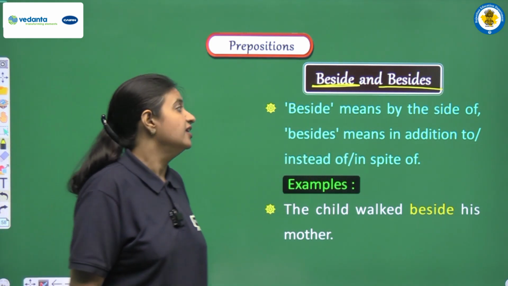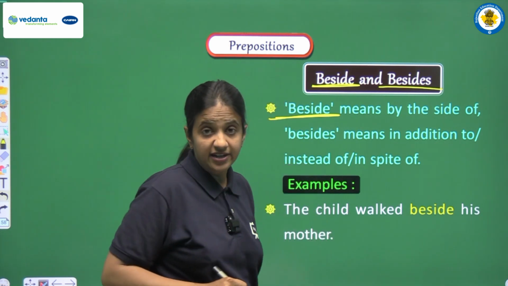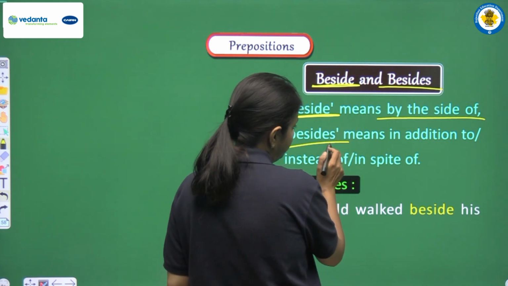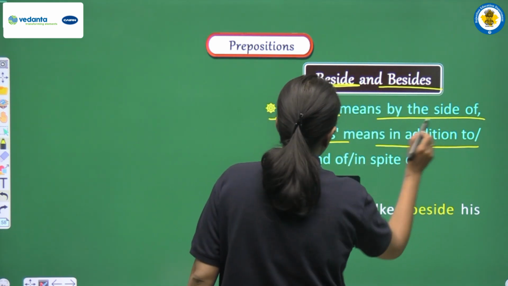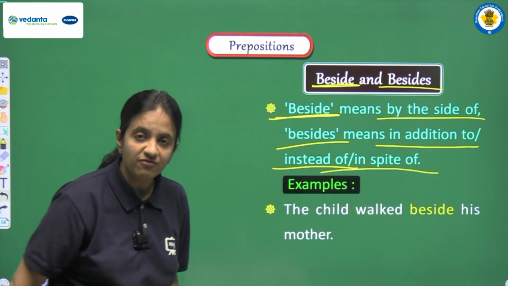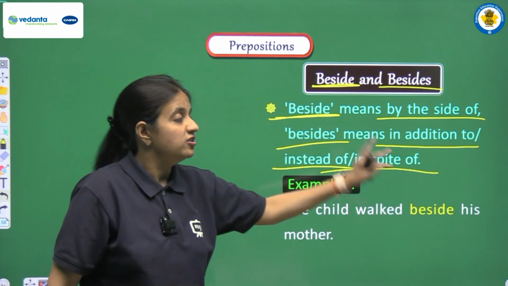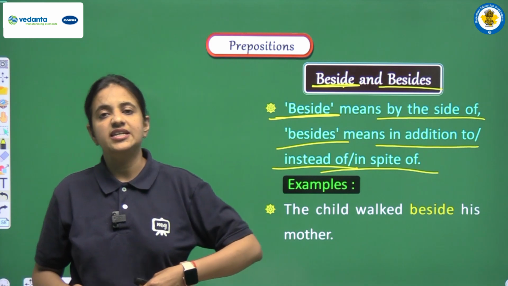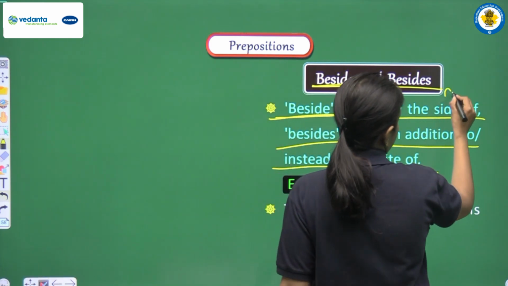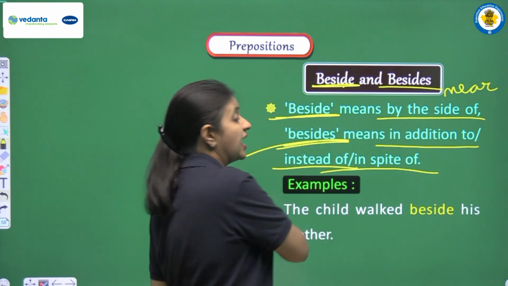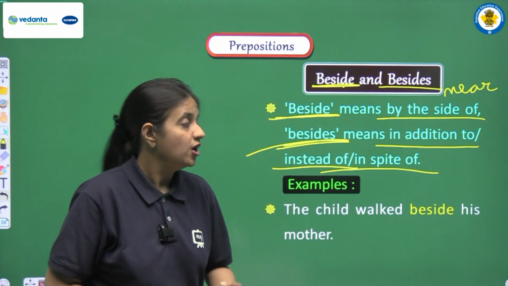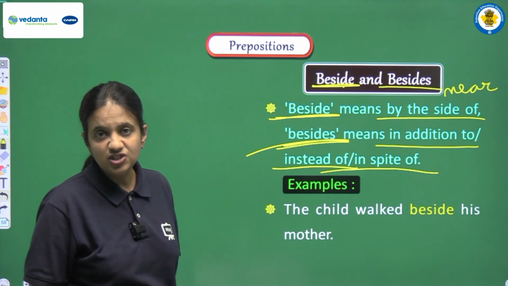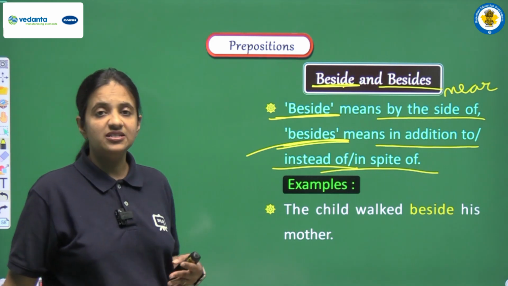So now let's try to understand beside. First of all, we are talking about beside. Beside means by the side of. Besides, this second preposition, means in addition to, or we can say instead of, or one more meaning we have here, that is in spite of. So one more time, let's see. First of all, beside means by the side of, like we can say near. And besides means in addition to, or instead of, or in spite of. Now we have some examples to clear the difference between these two prepositions.